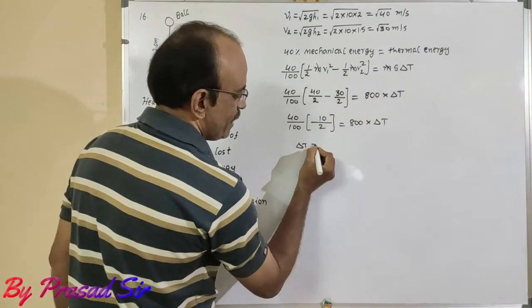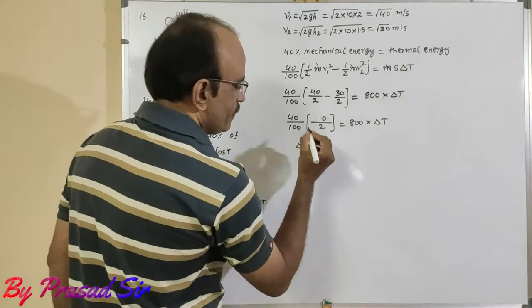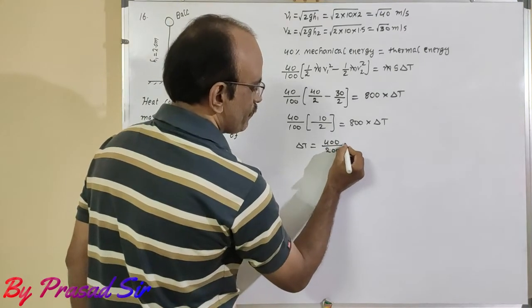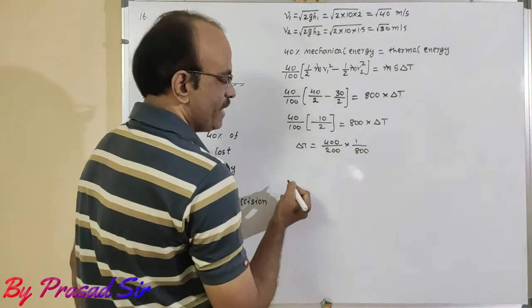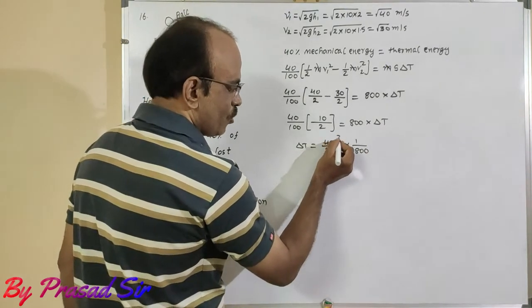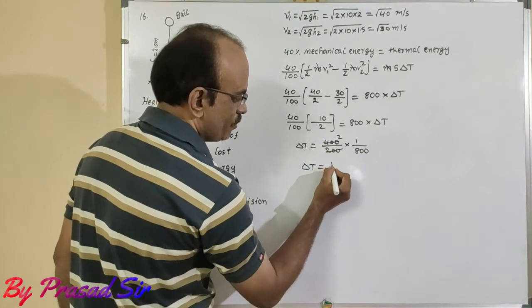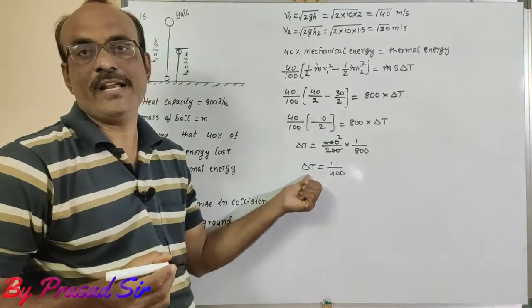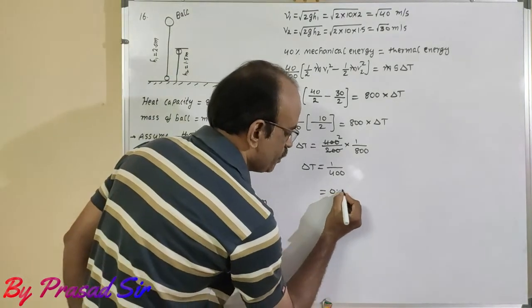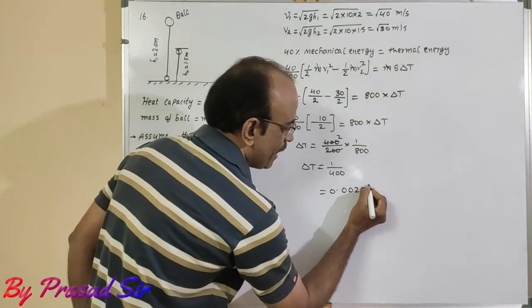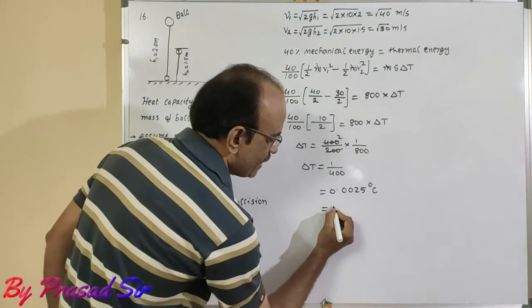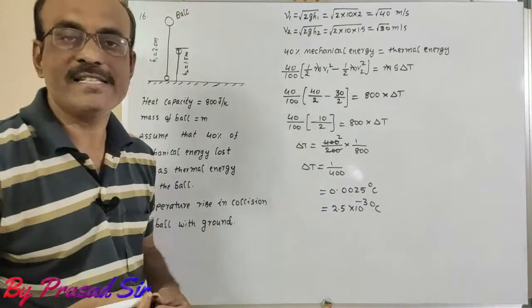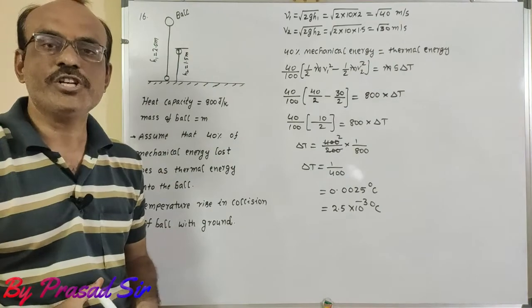Now here delta T, that is the rising temperature in the ball, delta T is equal to 400 divided by 200 into 1 by 800. So here 200 2 times, delta T is equal to 1 by 400. So here delta T is the rising temperature. 1 by 400 is nothing but 0.0025 degrees centigrade. So it can be written as 2.5 into 10 to the power of minus 3 degrees centigrade. This is the solution for question number 16.